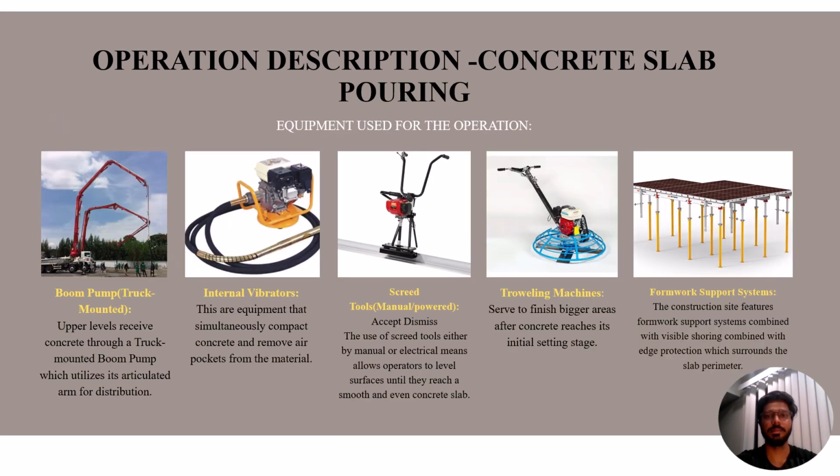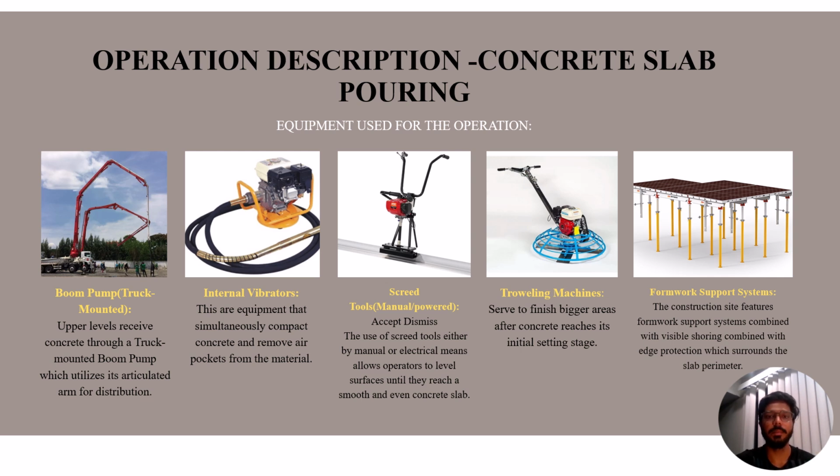Now I will be explaining the equipment we used for the concrete slab pouring operation. As we see in the first picture, we have the boom pump, which is truck mounted. It plays a key role by using its long arm to place concrete accurately anywhere on the slab or upper levels. Next is the internal vibrator. It is used to compact the concrete and remove air pockets after it's poured, which is essential for strength and durability.